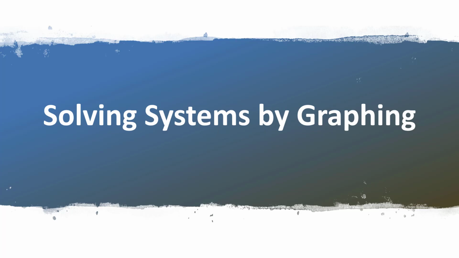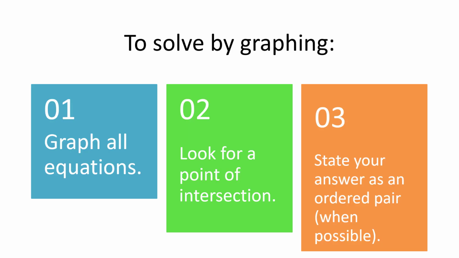Solving systems by graphing. Now again, this should be a lot of review from last year. Yes, we're going to increase the level of challenge just a bit, but the basics are the same. To solve by graphing, first, graph all the equations. Second, look for the point of intersection. Third, state your answer as an ordered pair when possible.